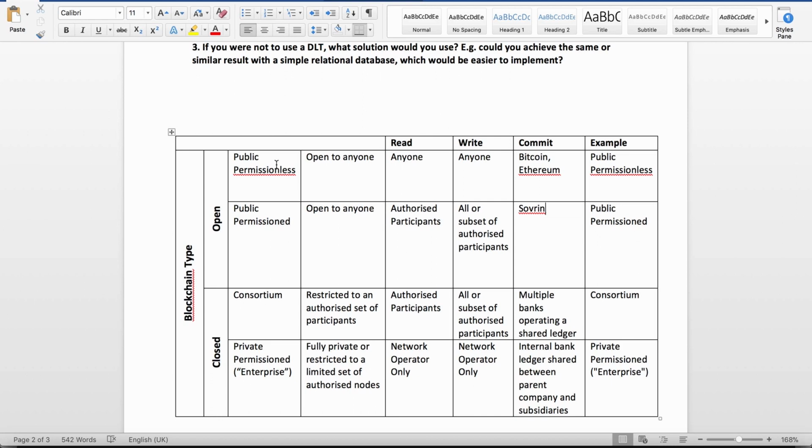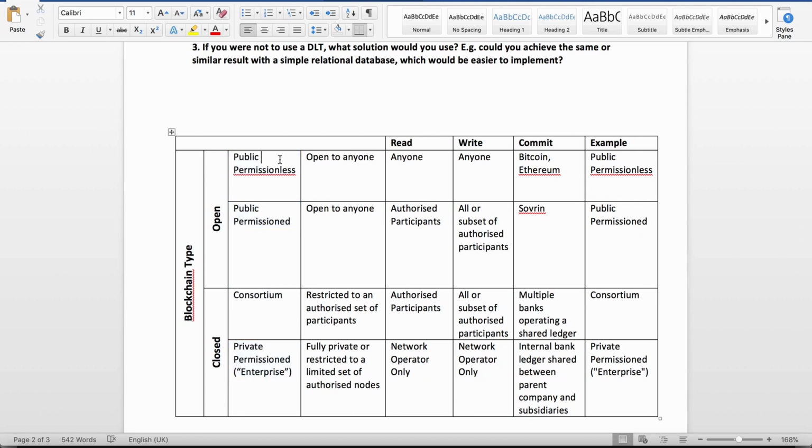Let me break this table down for you. First of all, we break down blockchains in open and closed. Quite often, private is a synonym for permissioned, but you see that's not always the case. You can have public permissioned blockchains as well as public permissionless blockchains.